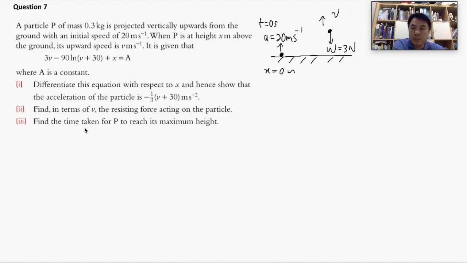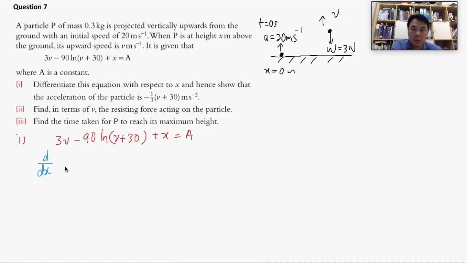Alright, now we are ready. Okay, number 1. Using this, it is given that this is this. So I'm going to copy that down. ln(v plus 30) plus x is equal to a. Now I'm going to differentiate this this way. Just let me change that so that it's more visible. Differentiate this with respect to displacement.